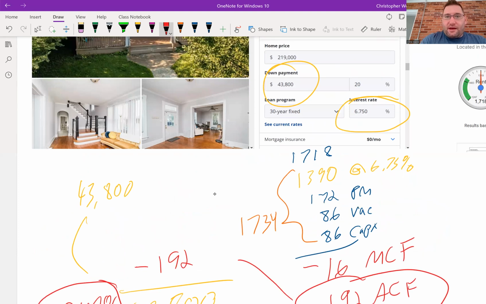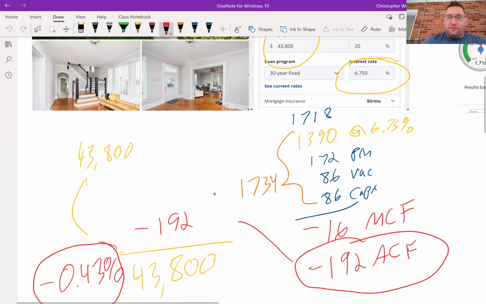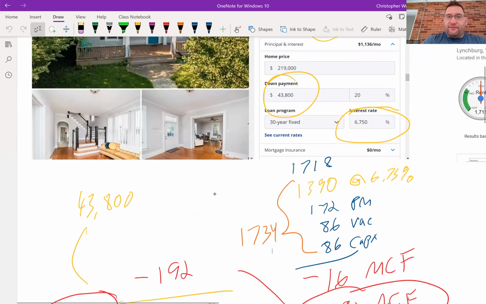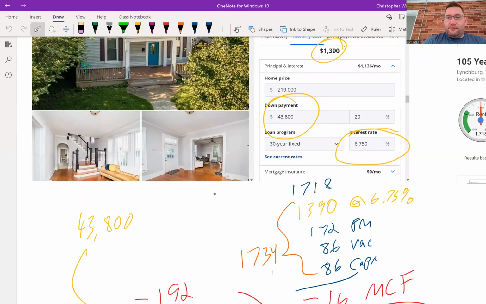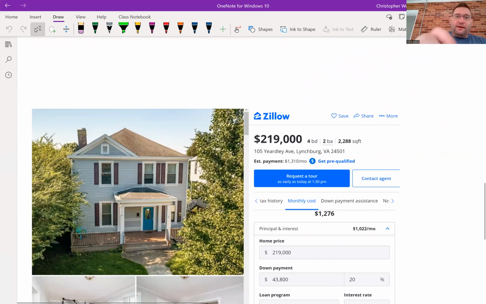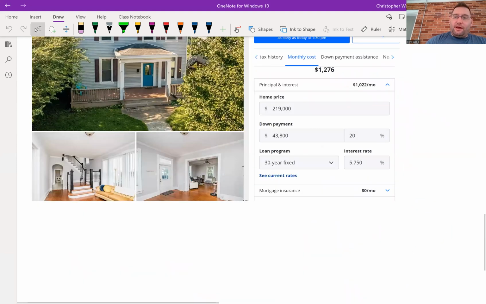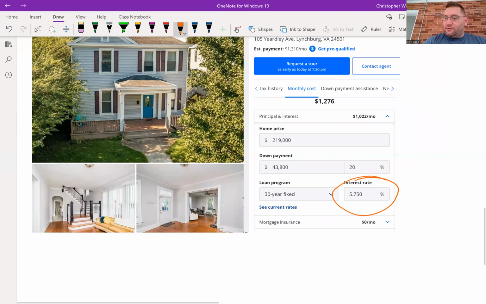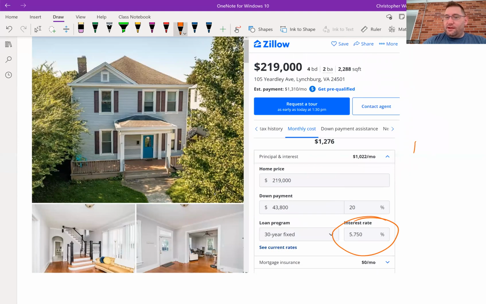So let's say that we asked the seller to buy down the rate, and we were able to buy it down a full point. So a full interest. So we're going to go from 6.75 to 5.75. Let's just scroll down a little bit. So you can see here that I have it in as a 5.75% interest rate. Drops our monthly mortgage payment from $1,390 to $1,276.